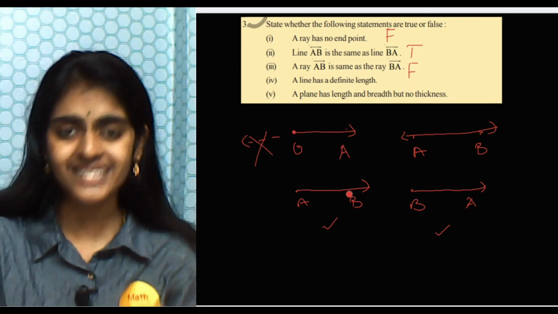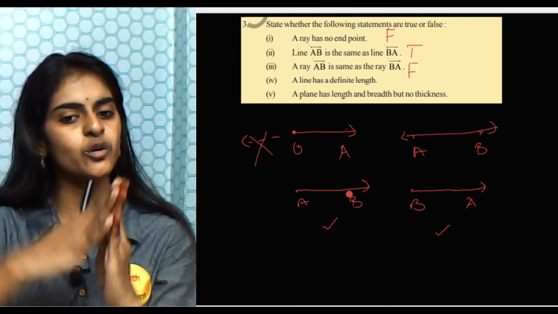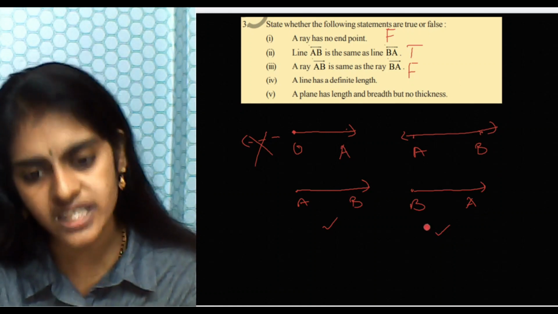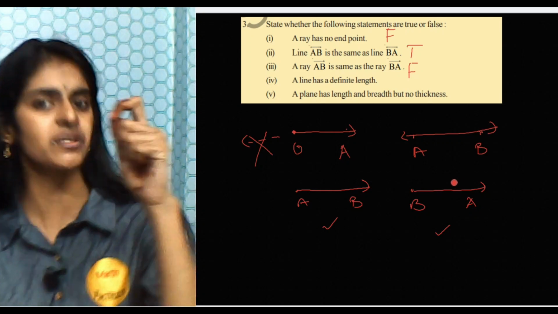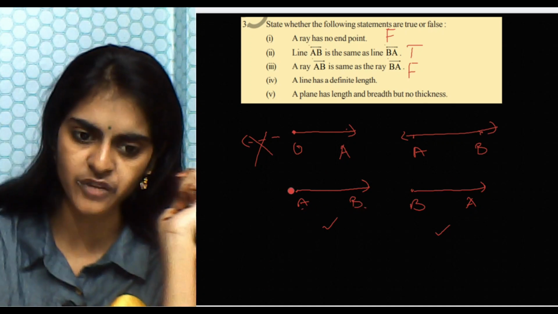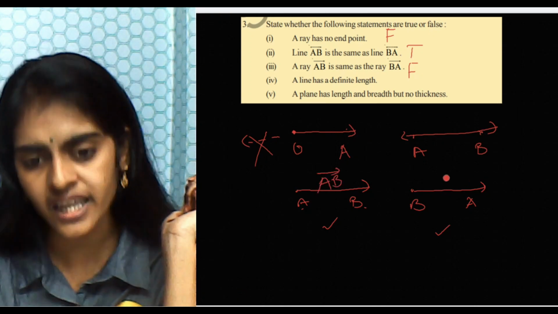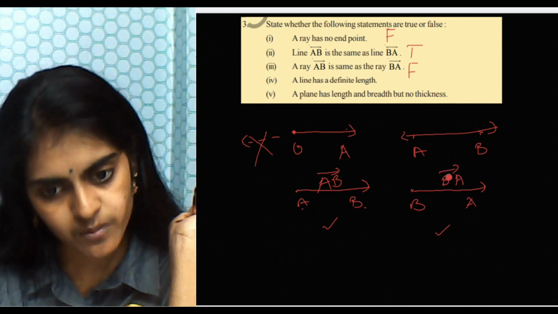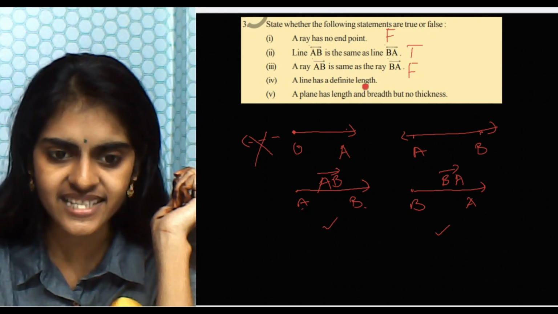So AB means it is starting at A and moving in B direction. BA means it is starting at B and moving in A direction. Both are completely different. So never make this mistake. Ray AB is not equal to ray BA. When you are naming the rays, see where the starting point is and in which direction it is moving. This you will write as AB with a ray over it. This is BA with a ray over it, which means it is starting at B and moving in A direction.